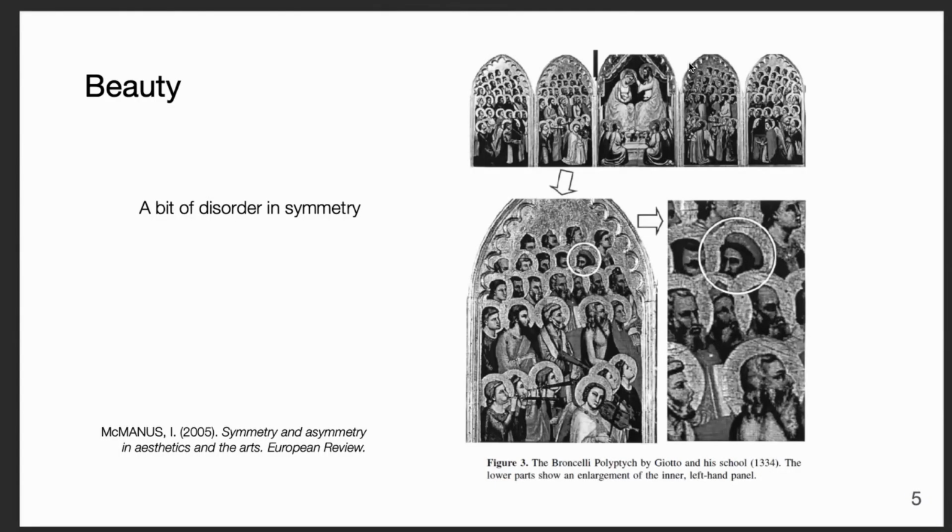And it's even clearer in that image from the earlier Renaissance. You see from these panels, this is the original image. And if you zoom in, you see that what appears to be very symmetrical at the beginning actually has some level of asymmetry. You see that some of the characters are looking the other way. They don't have exactly the same beards. So what is interesting in that is that beauty at some level has a bit of disorder in that symmetry.